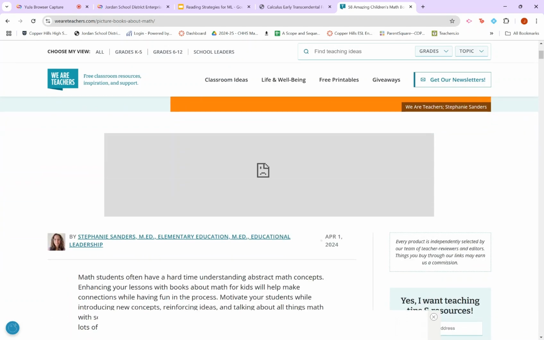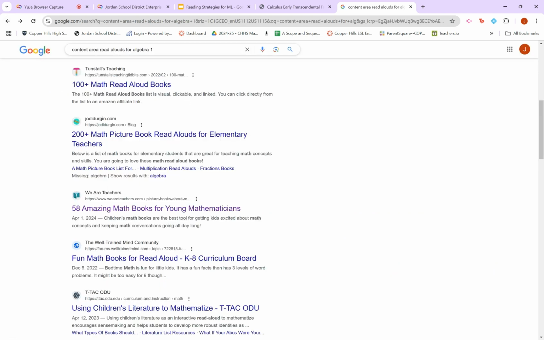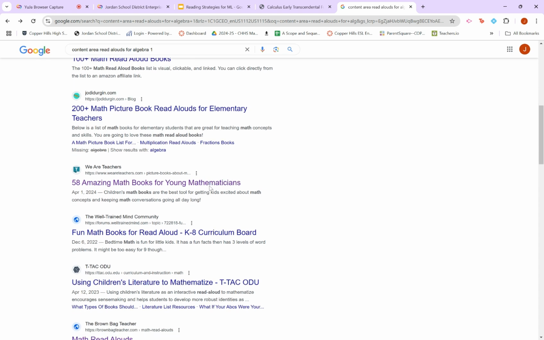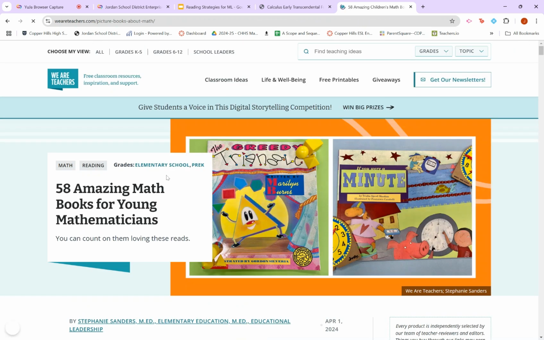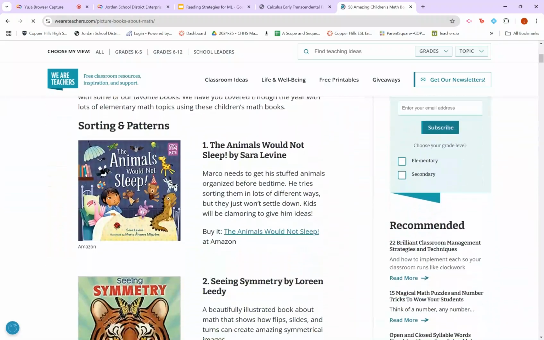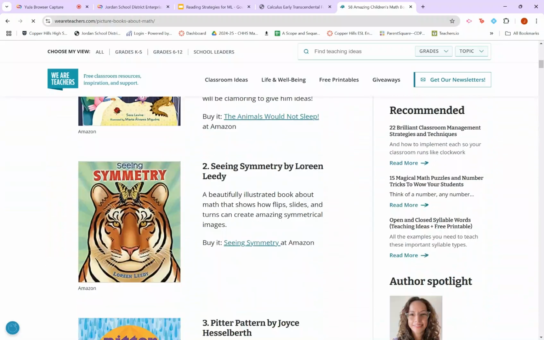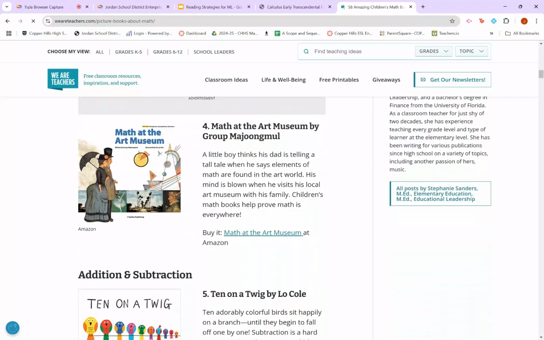I did a Google search for content area read alouds for math for Algebra 1, and I found a lot of links for stuff that are for like kids in grade school. This 58 amazing math books for young mathematicians I thought looked interesting, but when I opened it up, a lot of them looked like they were geared towards younger kids. So kids in high school might have a hard time looking at them.